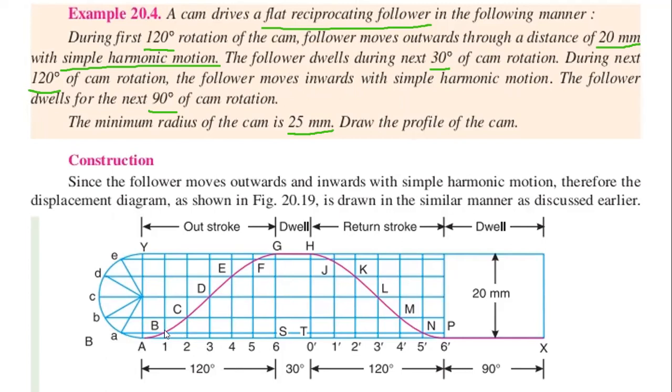So this is the first divided vertical line, and the first horizontal line intersects its first vertical line. Next, the second horizontal line intersects its second vertical line. So that is 3 to 3, 4 to 4, and 5 to 5. So that is the procedure.